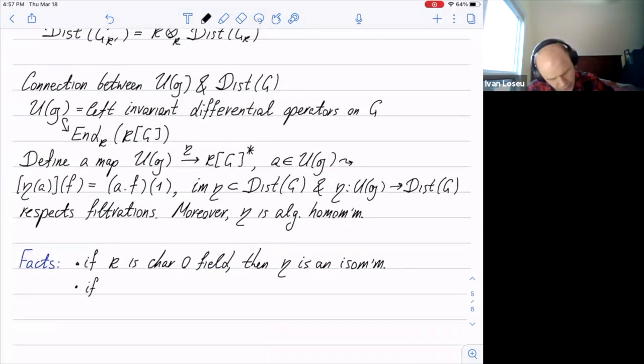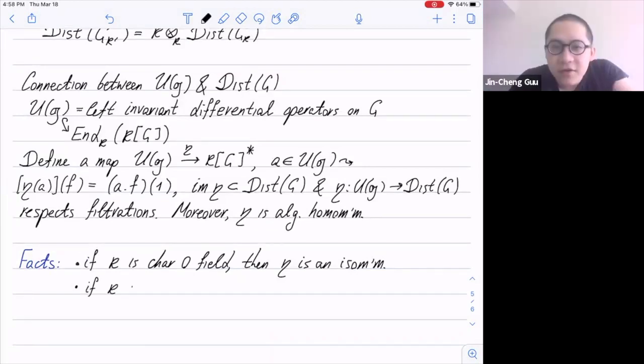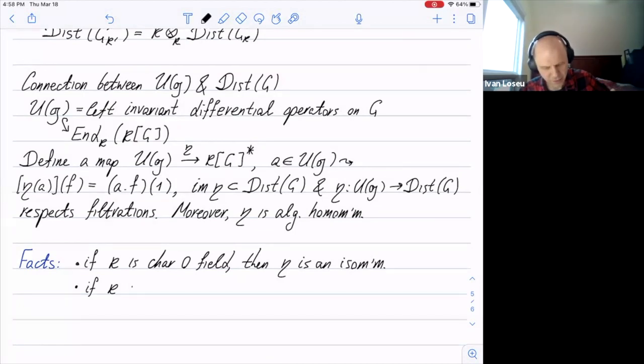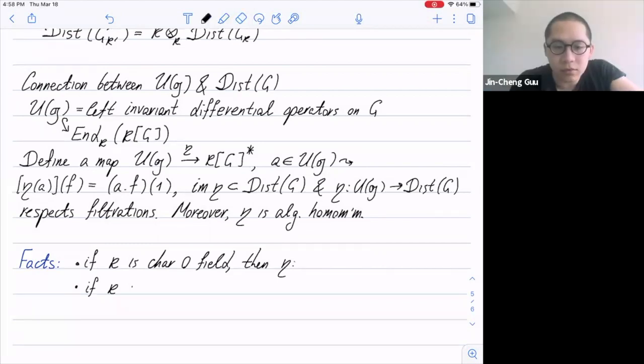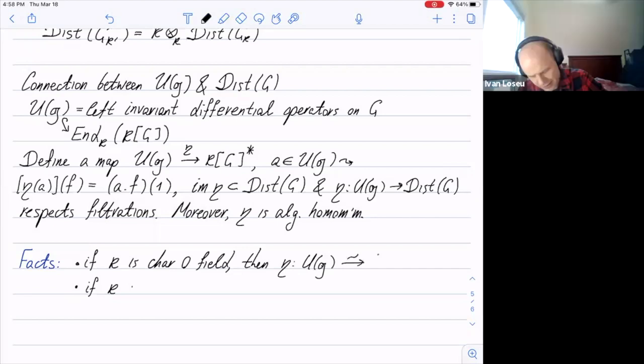But if eta k, sense or the second sense? Eta, well, I mean, let me write this more explicitly, so it's an isomorphism with Dist(G). So this is the moral of the story, that this is a reasonable guy, and this is not a reasonable guy. Okay.